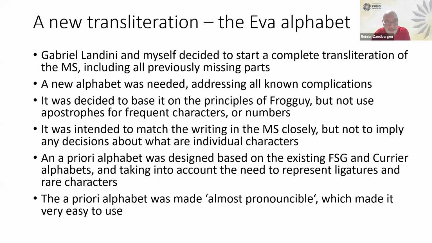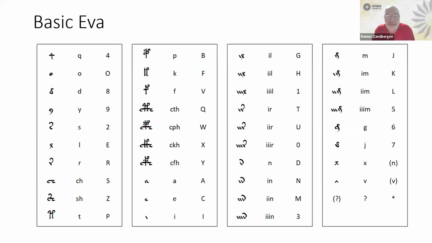So we designed an a priori alphabet, which was designed such that the existing FSG and Courier transliterations could be completely covered by it. So it was a superset of FSG and Courier. And we also took into account the need that we wanted to represent ligatures and rare characters in some way. This a priori alphabet was made almost pronounceable, which caused it to be very easy to learn and easy to use. So this is an overview.